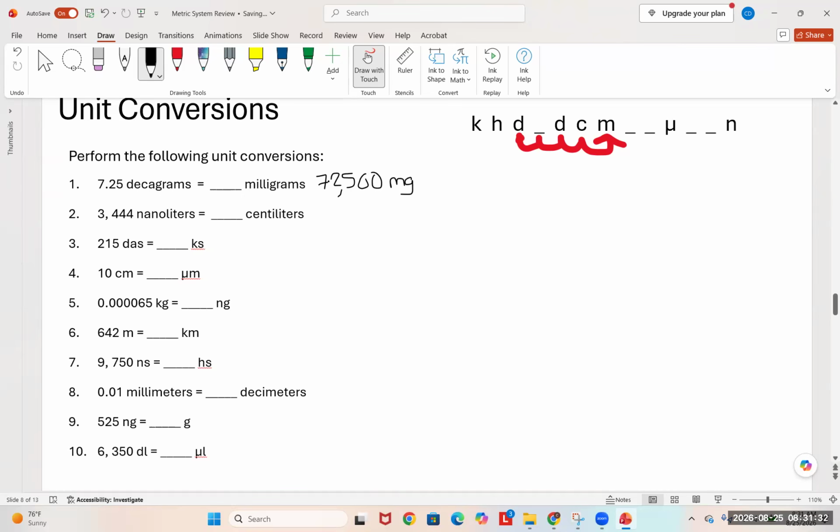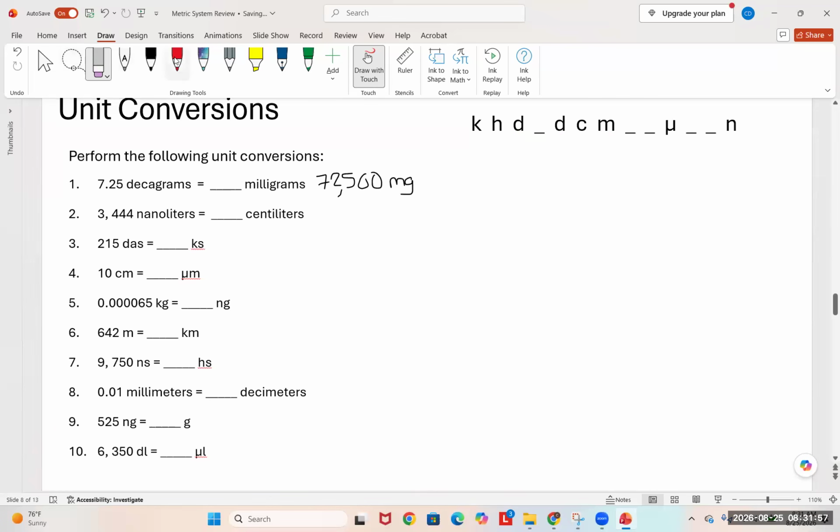Now this should make sense, y'all, because milligrams are small. So if we have over 7 big decagrams, we're going to have a lot of tiny milligrams. So when we're moving the decimal to the right, our number should be getting larger. And the opposite is going to be true. When we move our decimal to the left, the number is going to be getting smaller.